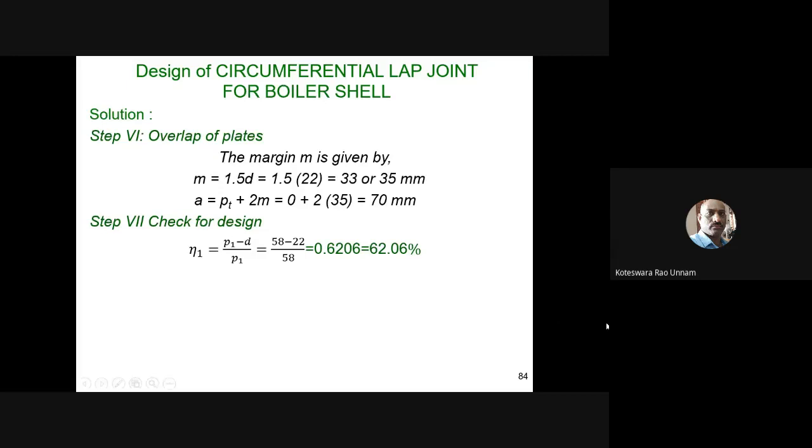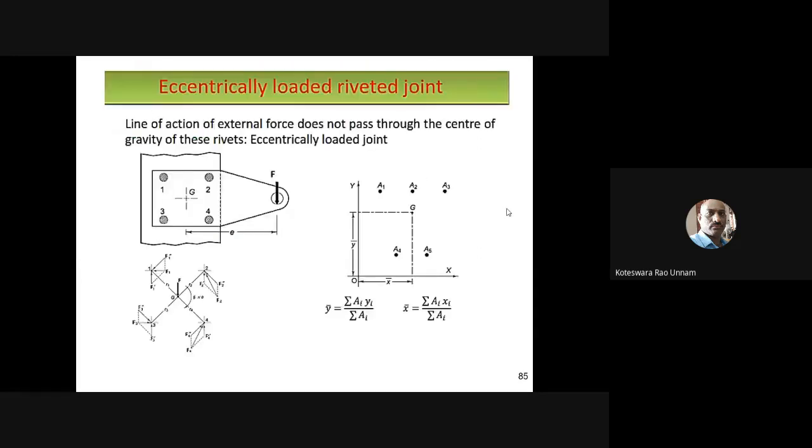So with this we completed the design of the boiler joints. Then we'll go on to the next topic, which is eccentrically loaded riveted joints. So what is an eccentrically loaded riveted joint? Why do we call it an eccentrically loaded riveted joint? Here I have an example of that eccentrically loaded riveted joint.